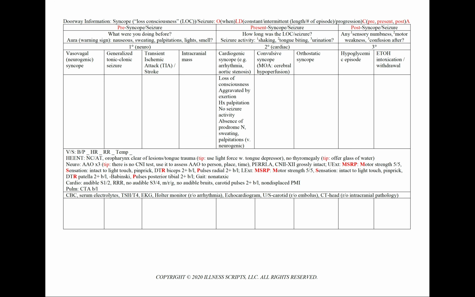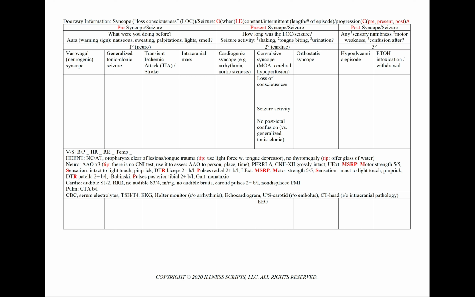In a cardiogenic syncope from an arrhythmia or aortic stenosis, among others, we can see a loss of consciousness, and it can be aggravated by exertion, with a history of palpitations, and no seizure activity compared to convulsive syncope coming up next, and an absence of a prodrome of nausea, sweating, and palpitations, as we saw previously with the vagal syncope.